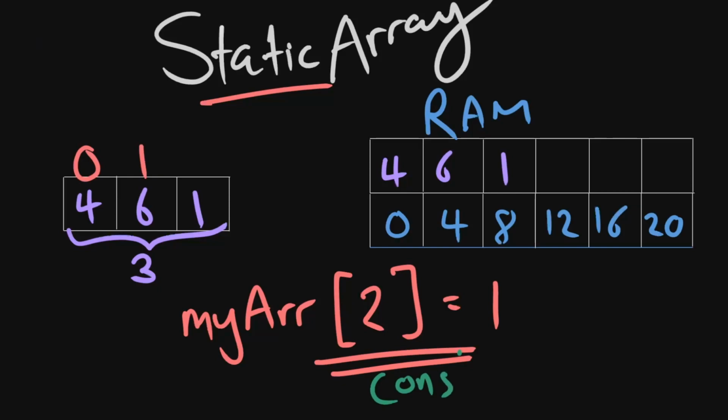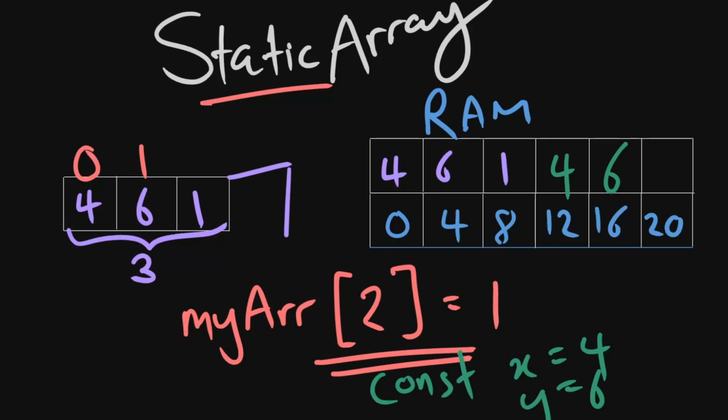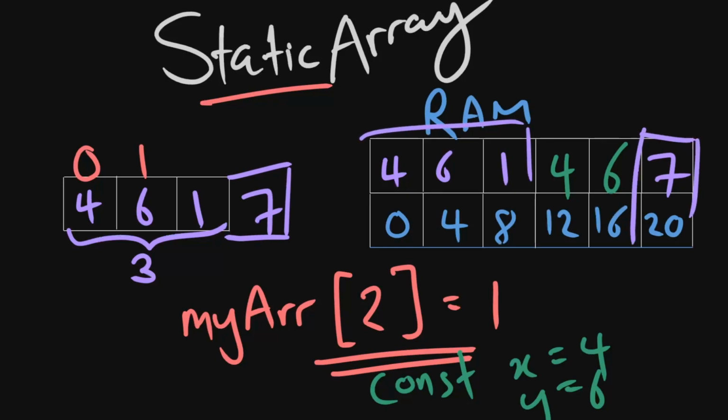Now we can assume we declared some other variables, so let's just say x equals 4, and then that'll be dumped into the RAM in the next available slot, which is here. We can also say y equals 6, and I'll just throw that here. So in this case, if I wanted to add something on here, like a 7, it'll just go to the next space in the RAM, which is all the way over here, and we have actually 2 arrays. So we have the first array here, which is of size 3, and we have the second array here of size 1.